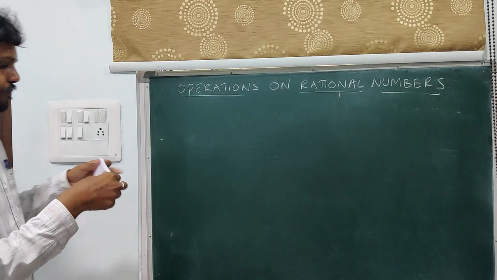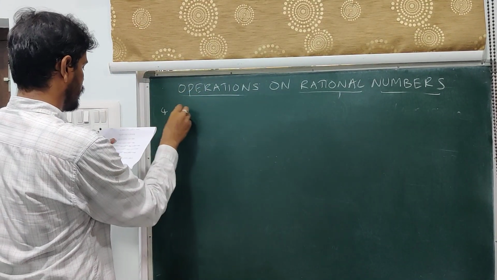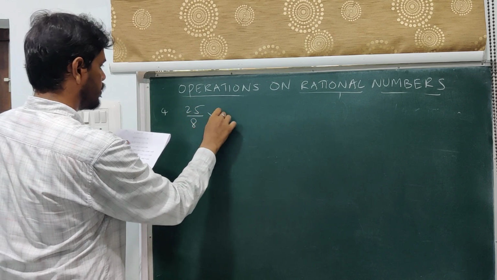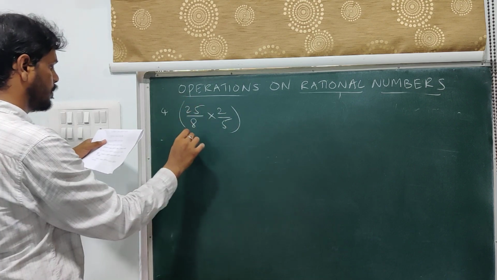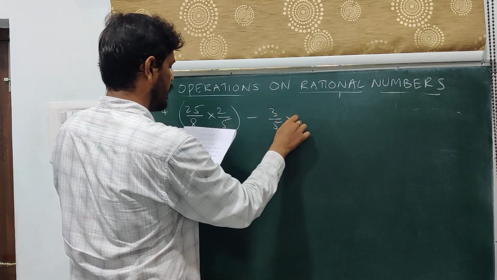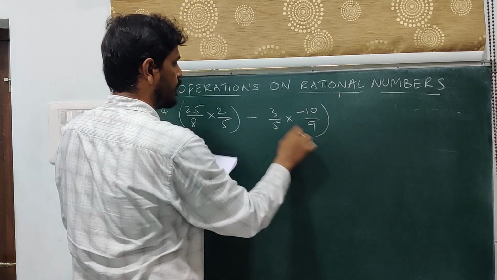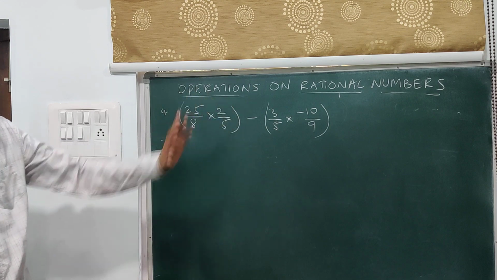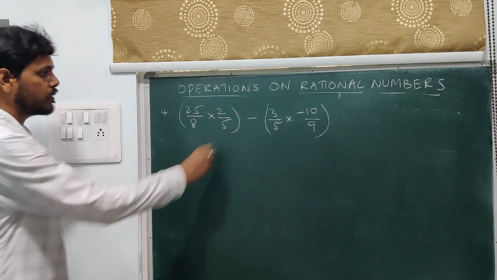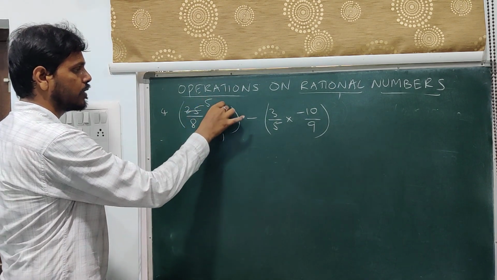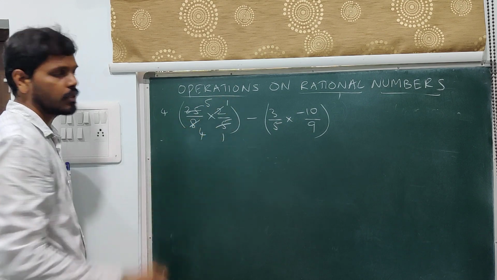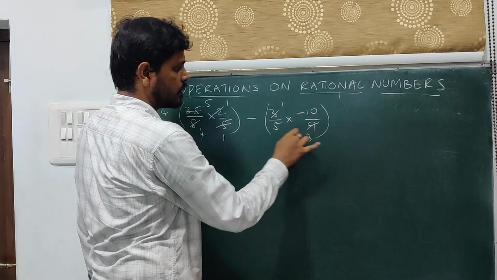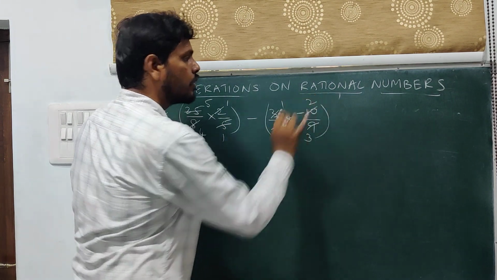Now look at the fourth one. So this is 25 by 8 into 2 by 5 minus 3 by 5 into minus 10 by 9. Now if you observe closely each term, you can do some cancellations in that. This is 5 1s are 5, 5 5s are 2 1s are 2, 4s are. So that is the cancellation which you can do here. Here also 3 1s are 3, 3 3s are 5 1s are 5, 2s are.